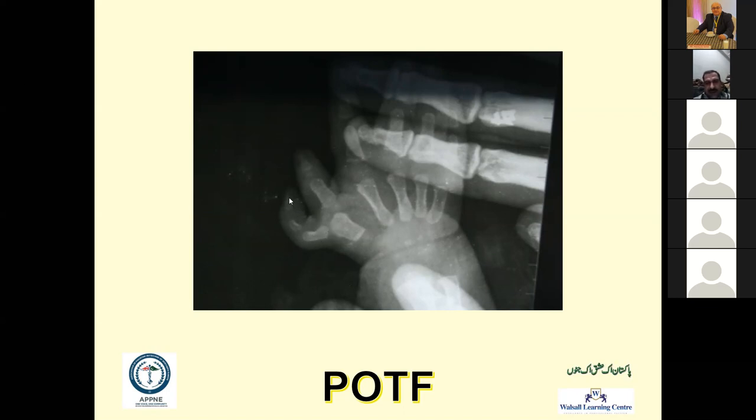This is a complete duplication of the thumb. You have a distal phalanx, proximal phalanx, and the metacarpal. Okay, so it's a complete duplication.